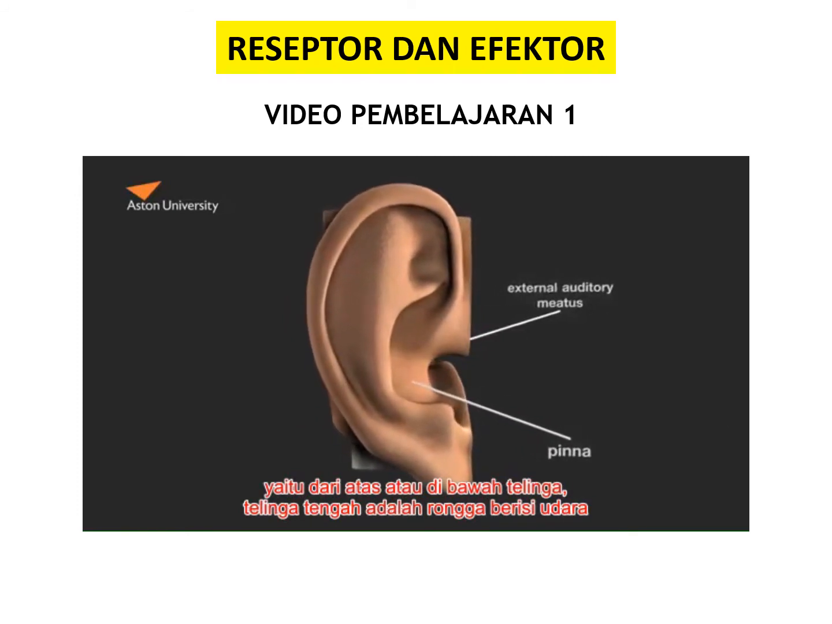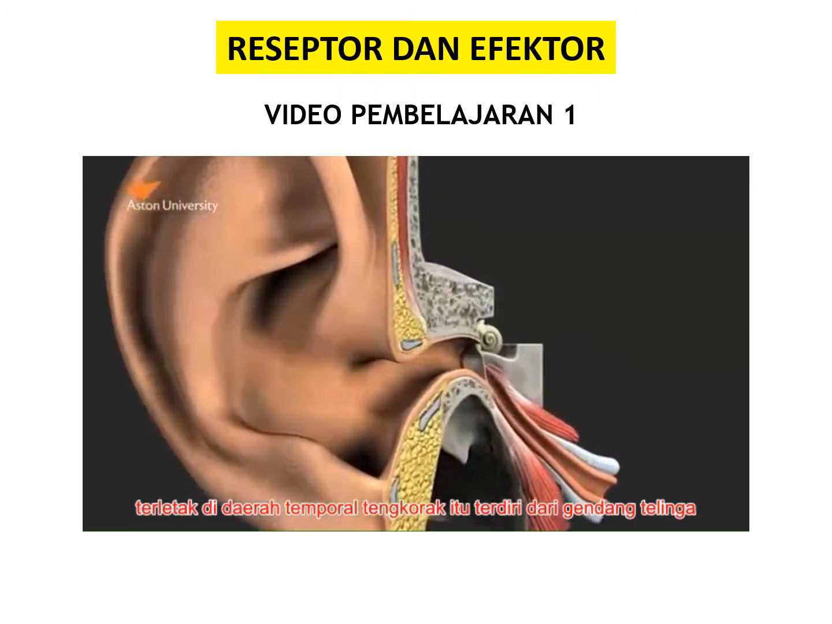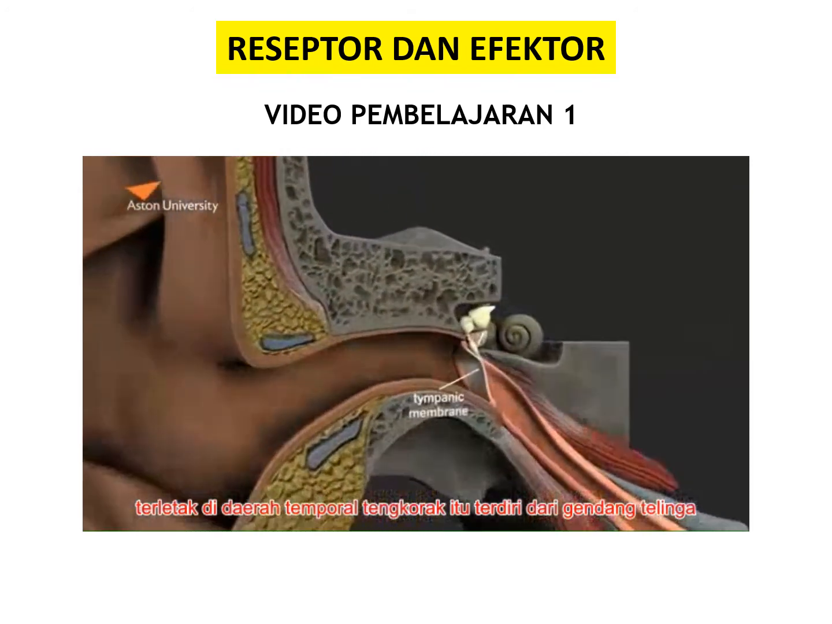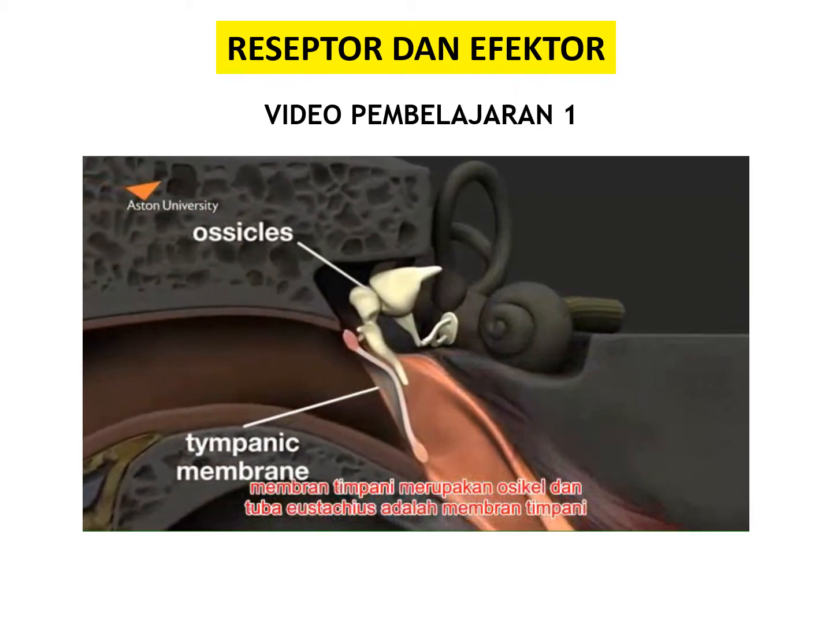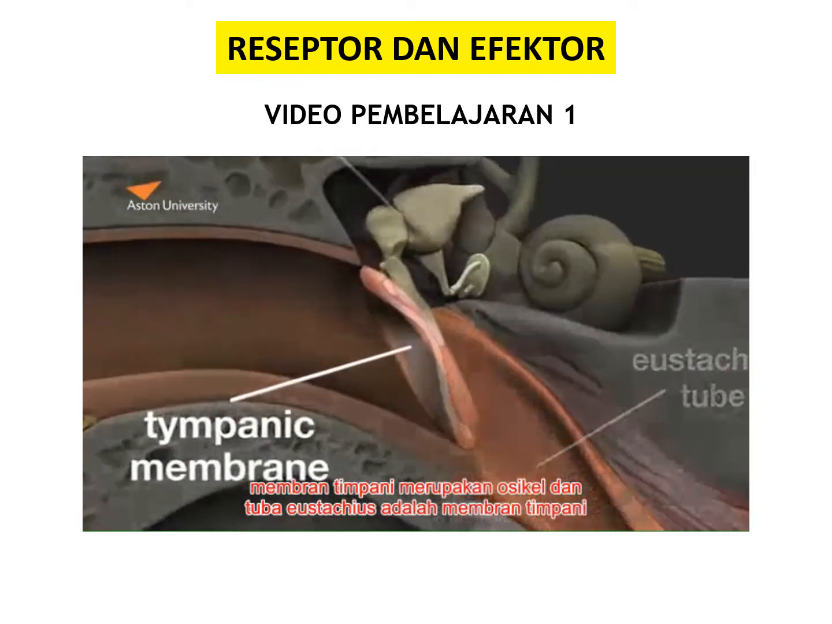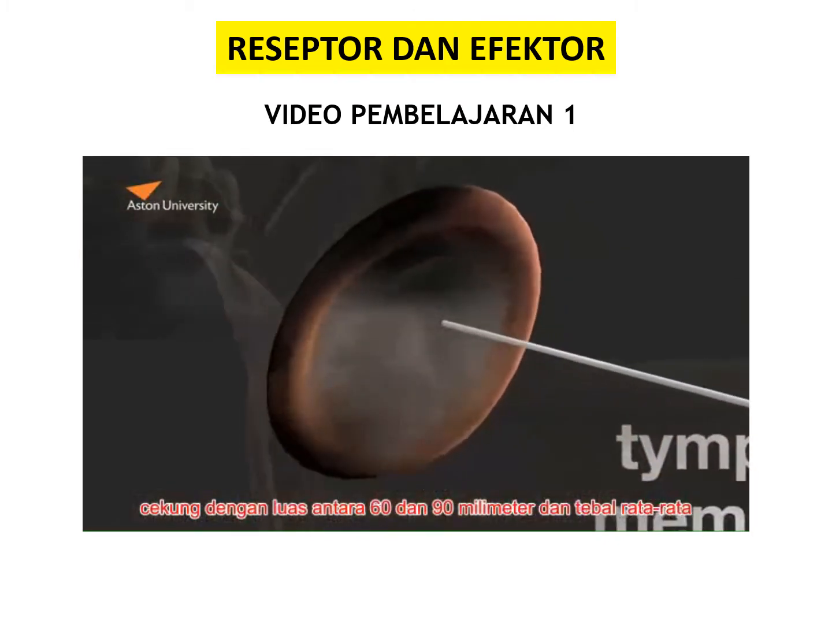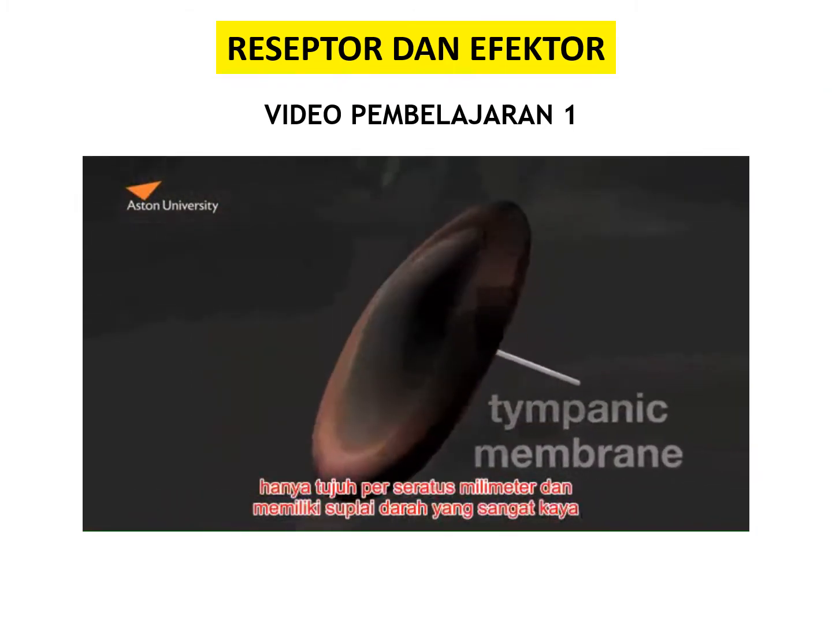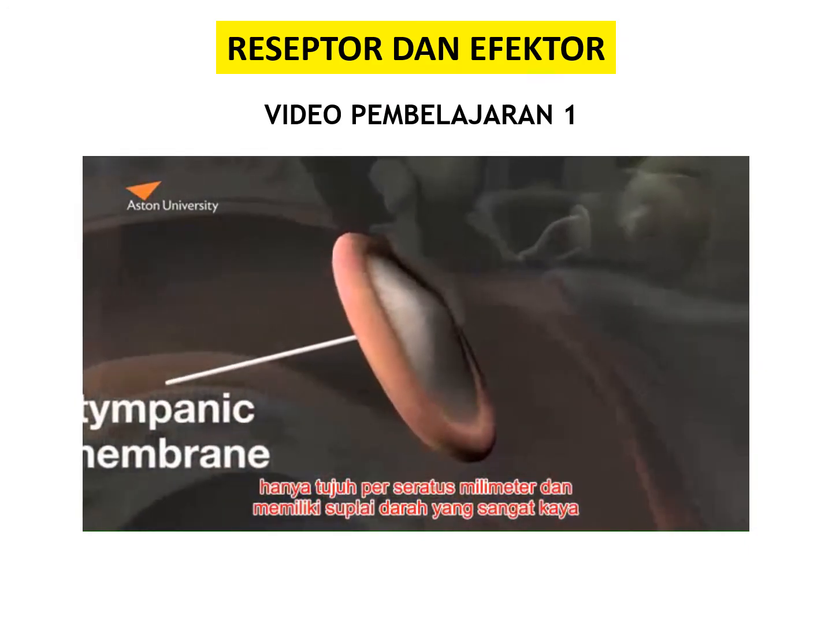The middle ear is an air-filled cavity located in the temporal area of the skull. It consists of the eardrum, the tympanic membrane, the ossicles, and the eustachian tube. The tympanic membrane is concave with an area of between 60 and 90 millimeters and an average thickness of just 7/100ths of a millimeter, and it has a very rich blood supply.